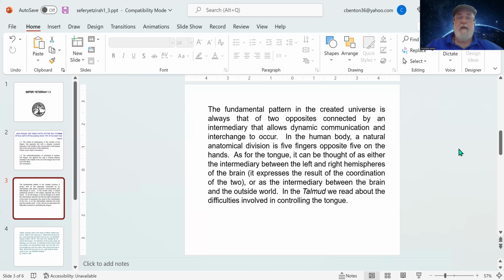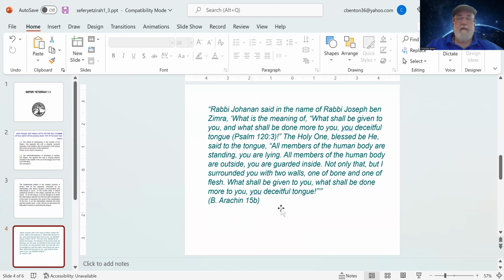And of course, in the human body, a natural anatomical division is 5 fingers opposite 5 on the hands. As for the tongue, it can be thought of as either the intermediary between the left and right hemispheres of the brain, and it expresses the result of the coordination of the two, or you can think of it as the intermediary between the brain and the outside world. And in the Talmud, we read about the difficulties involved in controlling the tongue. So let me read this passage for you from Tractate Arachin, page 15b.